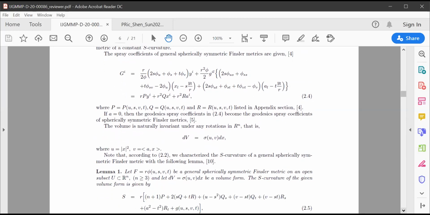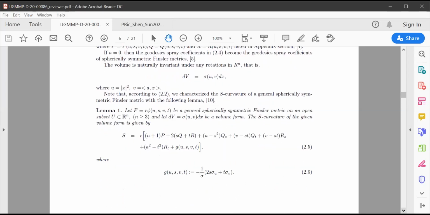All right. So for that particular volume form, S-curvature of the given volume form. Now that sentence is also not perfect. You cannot say S-curvature of that given form. S-curvature depends on the spray and the volume form. And the volume form is given by this formula. I think the computation is true. No problem.